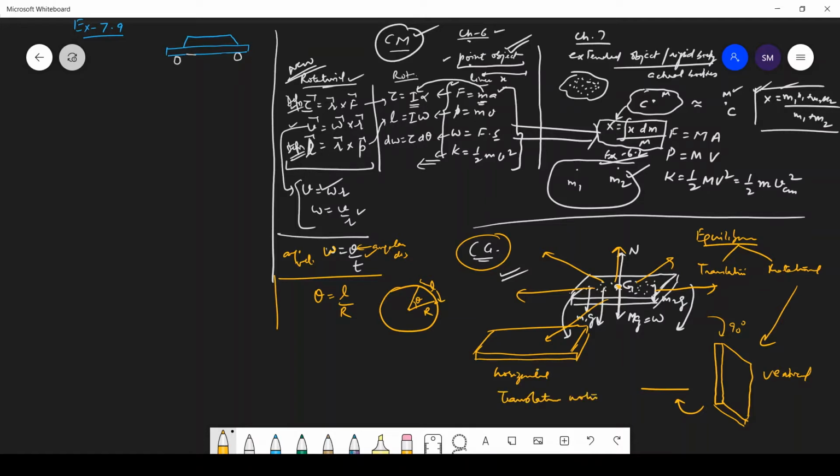But you can see the body is not rotating and not moving anywhere. So it means there is translational equilibrium and there is rotational equilibrium. So when there is translational and rotational equilibrium, then all the force acting on it is zero, and all the moments of forces, meaning the net torque acting on it, is zero.